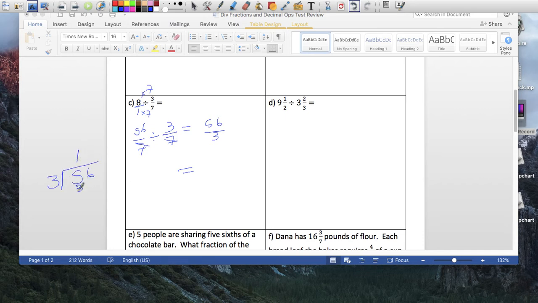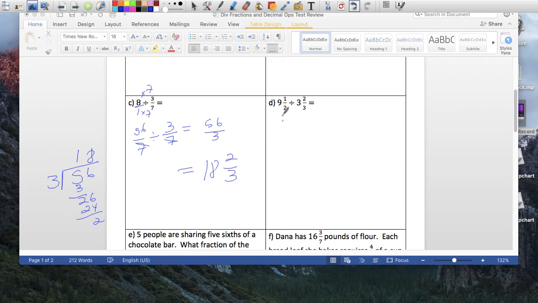3 goes into 56, let's see, 1, 3, 2 left over, 26. 3 goes into 26 8 times, which is 24, and 2 left over. So 3 goes into 56 18 times, with 2 left over. So there are 18 groups of 3/7 in there, and if I try to make another group of 3/7, I can make 2 out of the 3. Okay.